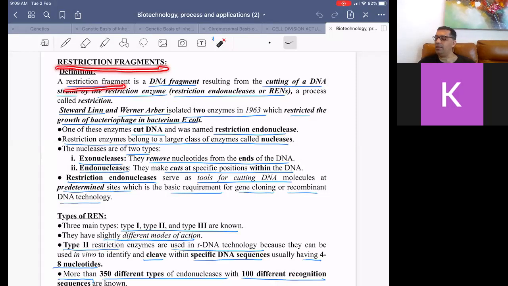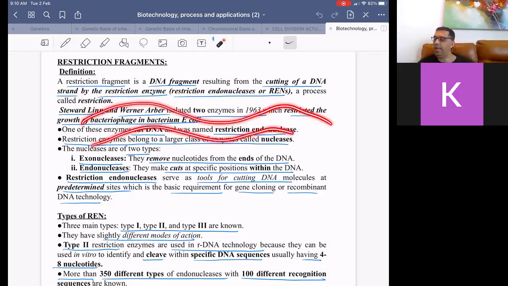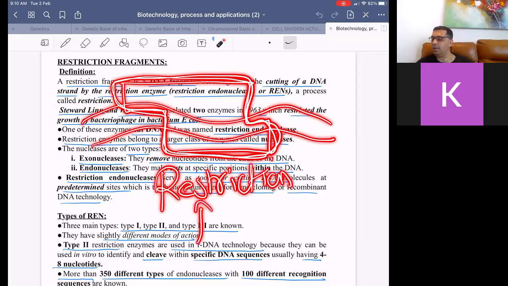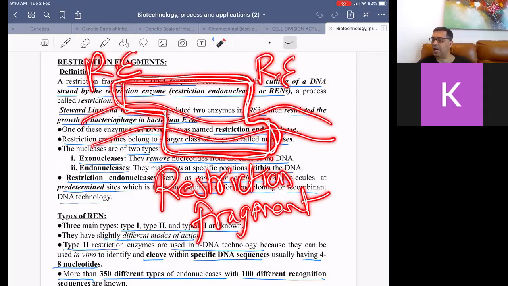A restriction fragment is a DNA fragment resulting from cutting of a DNA strand by restriction enzymes, restriction endonucleases or RENs, which is a process called restriction. So, if you cut DNA with a restriction enzyme and you got a fragment, that fragment which you got with the help of the restriction enzyme is called a restriction fragment.